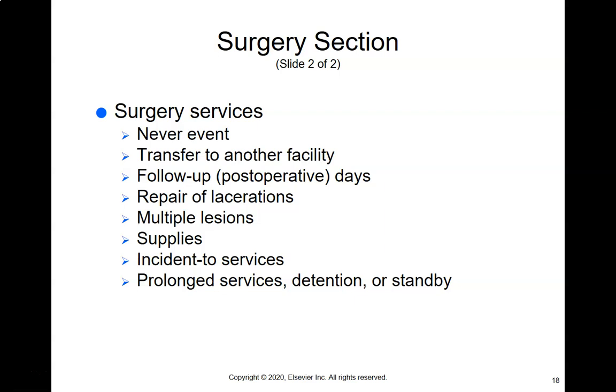Other surgery services: never event. Transfer to another facility. Follow postoperative days. Repair of lacerations. Multiple lesions. Supplies. Incident to services. And prolonged services, detention, or standby. Now, some other incident to services would include rechecking a patient for conjunctivitis, checking blood pressure for a patient being treated for hypertension, checking a wound beyond the global period, and recheck for issuing a return to work certificate.